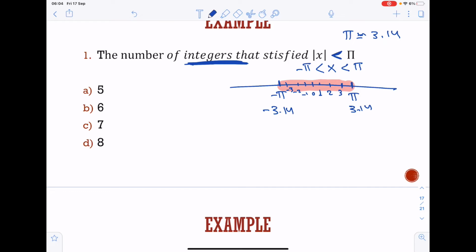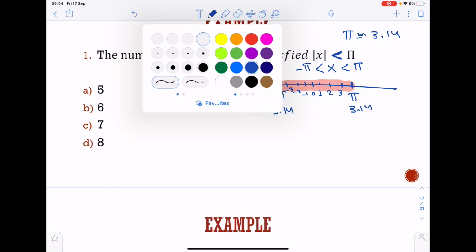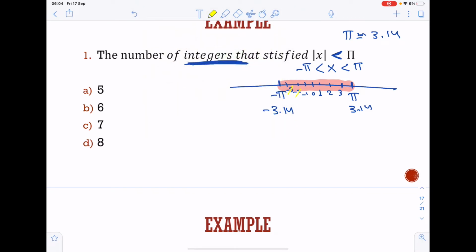So how many numbers? Let's count them. 1, 2, 3, 4, 5, 6, 7. 7 values.